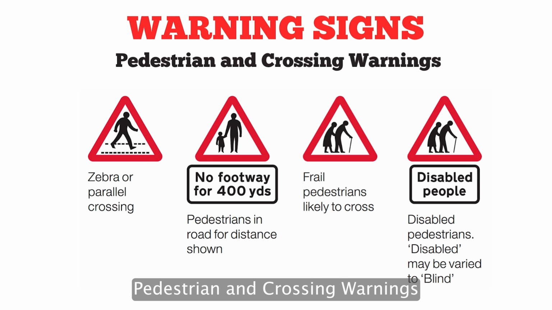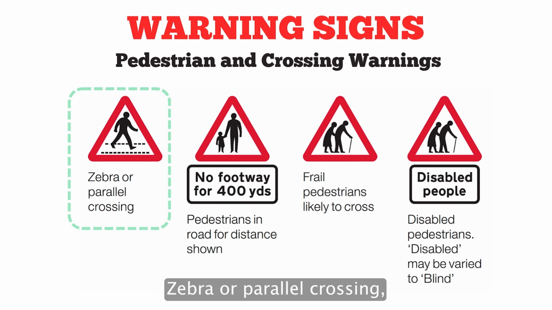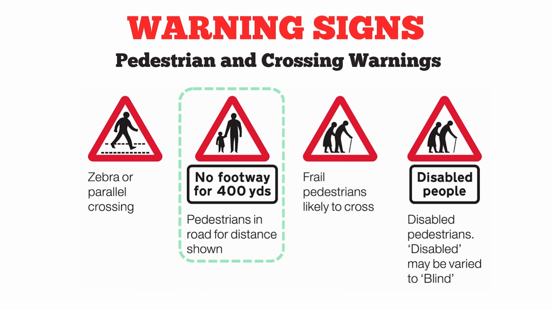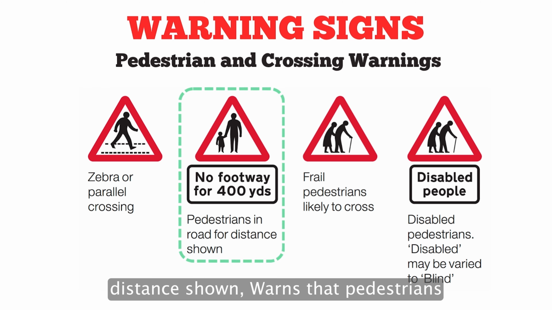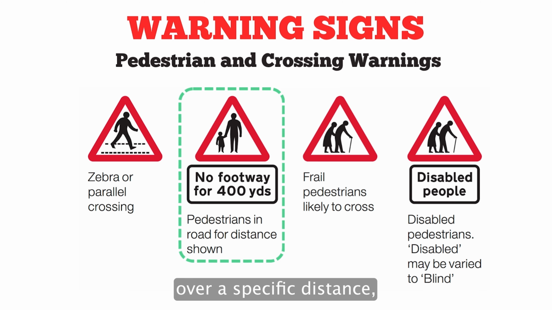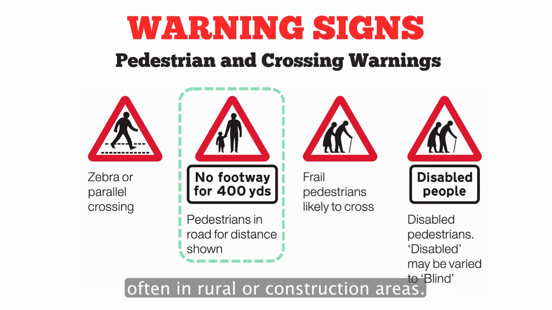Pedestrian and crossing warnings. Zebra or parallel crossing alerts drivers to pedestrian crossings where they must yield to pedestrians. Pedestrians in road for distance shown warns that pedestrians may be walking on the road itself over a specific distance, often in rural or construction areas.